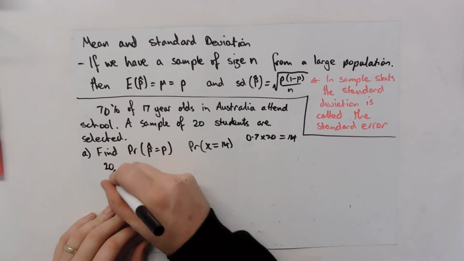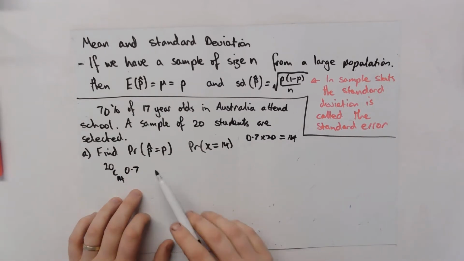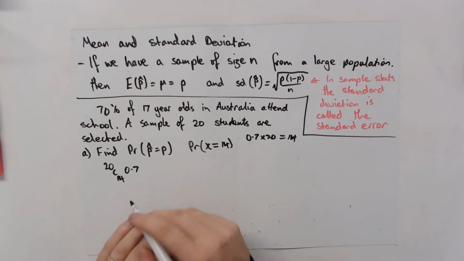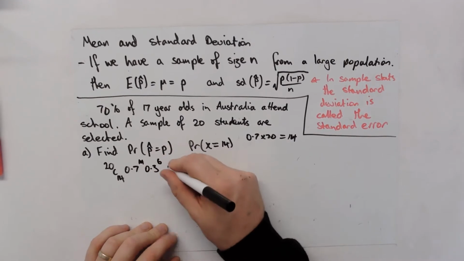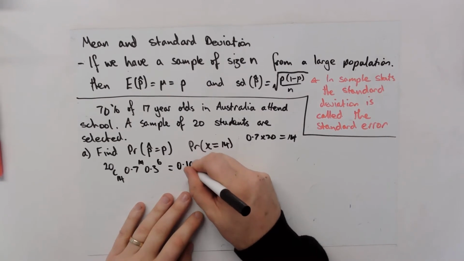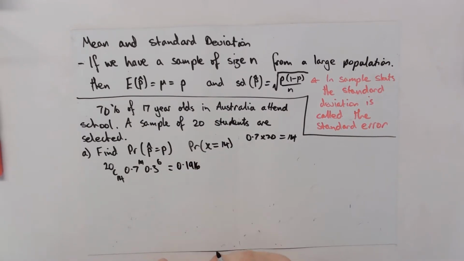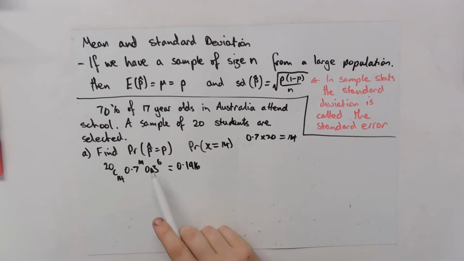So we're going to do 20 choose 14, times 0.7, because that's our p-value that we're given, to the power of 14, times 0.3 to the power of 6, and when we plug that into the calculator, we get 0.1916. So the probability that our sample proportion is equal to our population proportion is 0.1916.